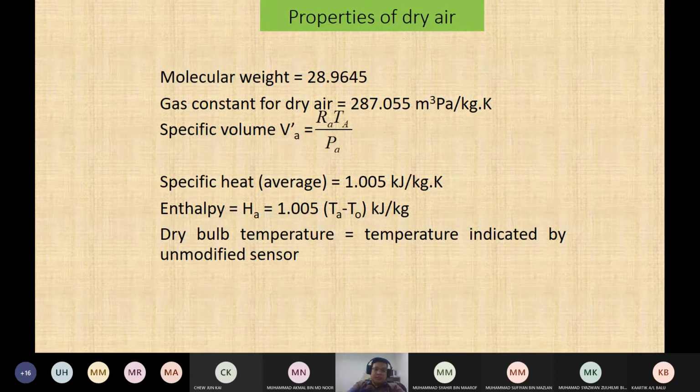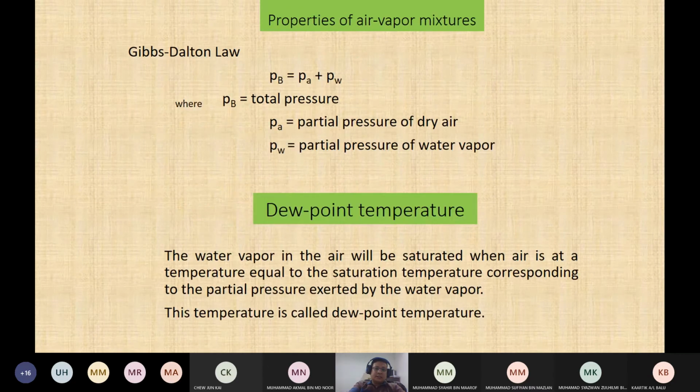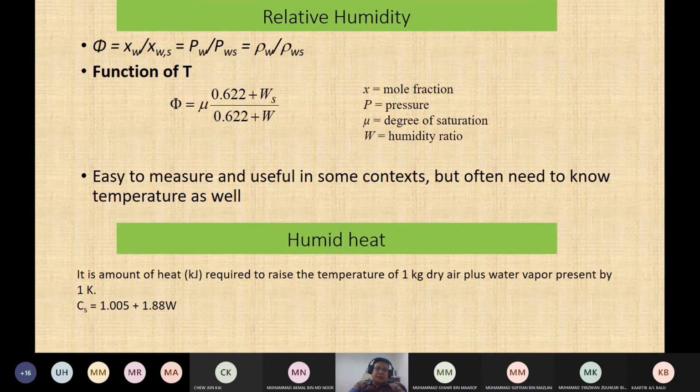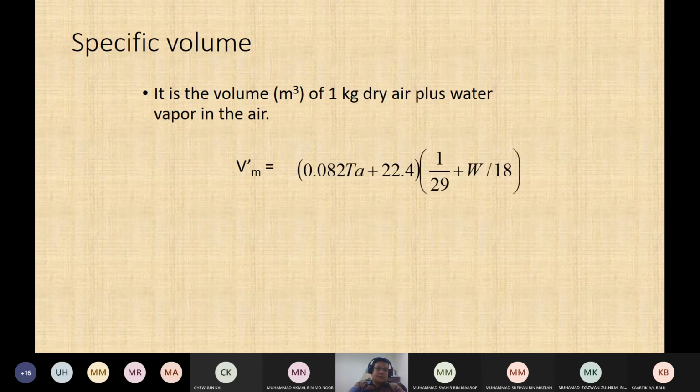So specific humidity and relative humidity, we can control. The enthalpy we can calculate from the formula of ideal gas. Dew point and pressure are still from the ideal gas. The formula is changed into the capital V, so the formula will be PV equal to MRT. Relative humidity, we can calculate. Humidity, humid heat, specific volume.